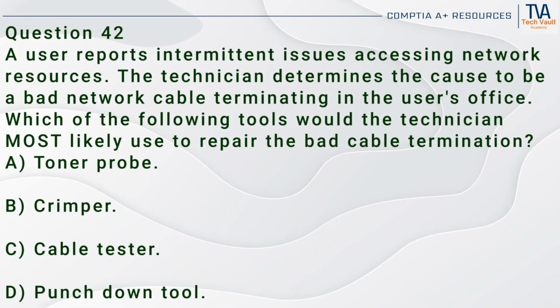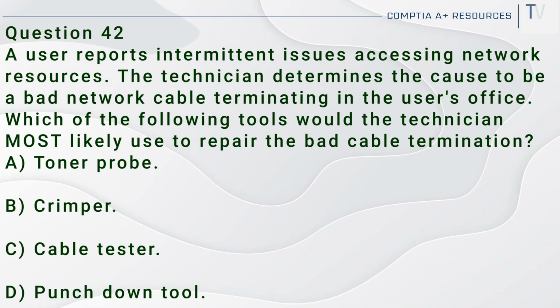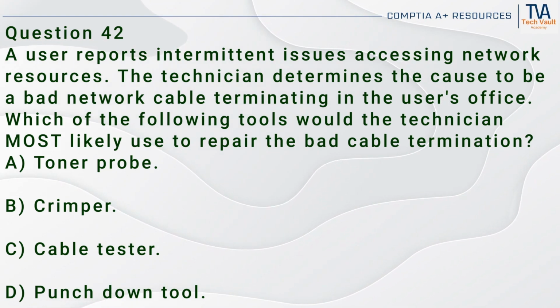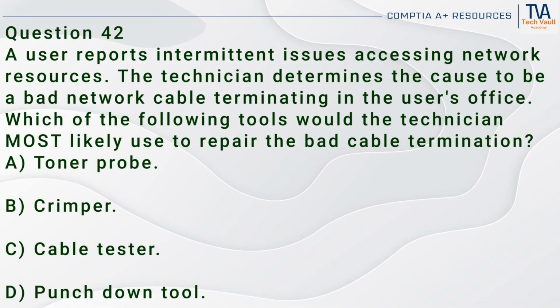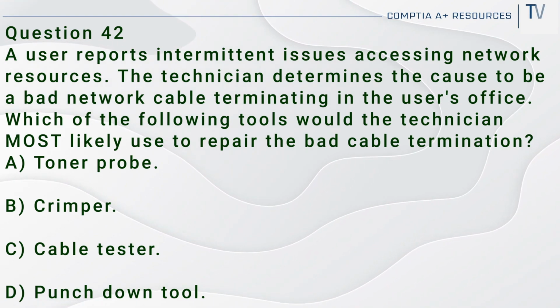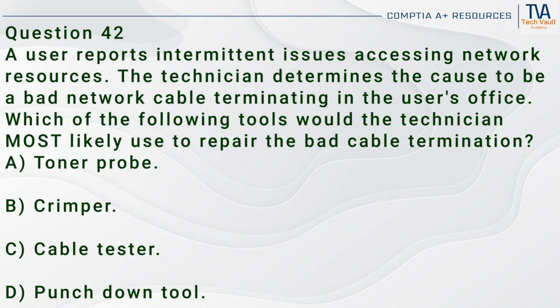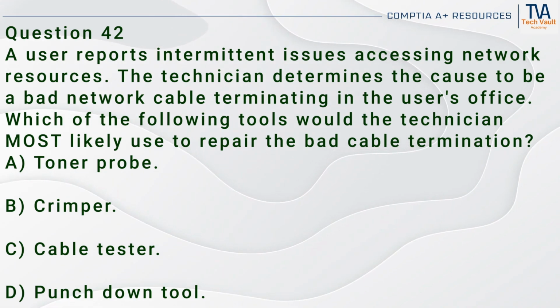Question 42. A user reports intermittent issues accessing network resources. The technician determines the cause to be a bad network cable terminating in the user's office. Which of the following tools would the technician most likely use to repair the bad cable termination? A. Toner probe, B. Crimper, C. Cable tester, D. Punch down tool.